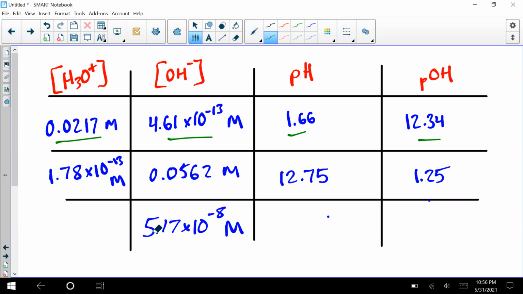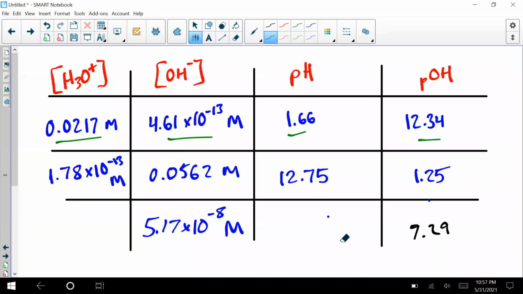Okay, for the last one, I have one concentration. I want to know the other, plus the pH and pOH. So if we look at what I did in number 1, I just immediately found the other concentration. For this one, let's go a different way. If we know OH minus, let's find pOH. So pOH is going to be negative log of the hydroxide concentration. So negative log of 5.17 E negative 8 gives me a pOH of 7.29.